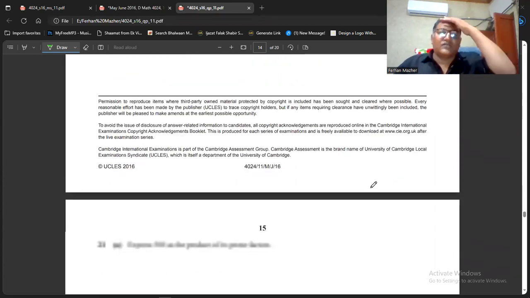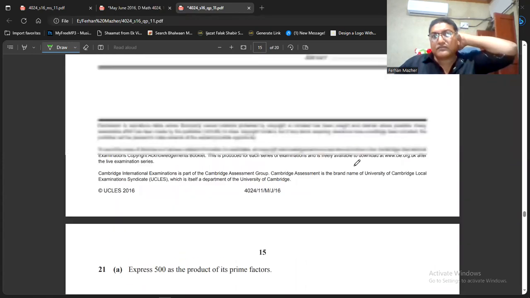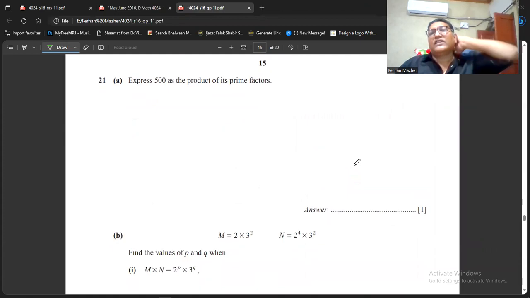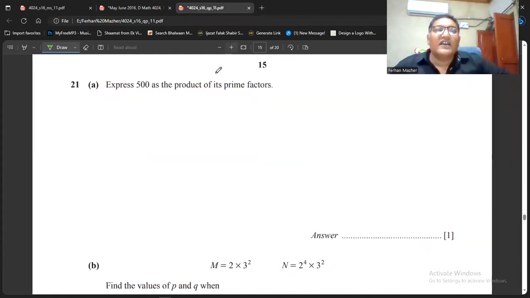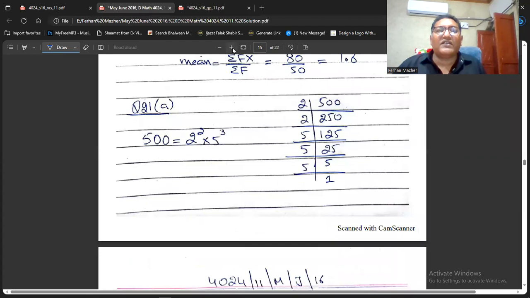We are going to the next question. We are done with question number 20. We are going to the next question. He says express 500 as the product of its prime numbers. So we will do the prime factorization of 500.